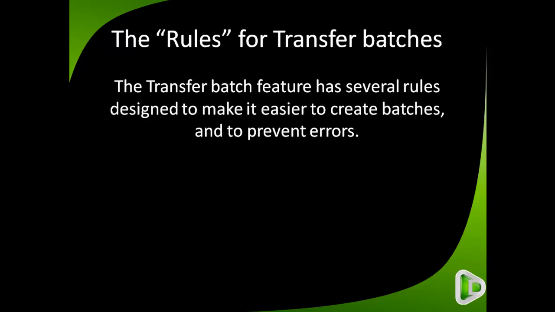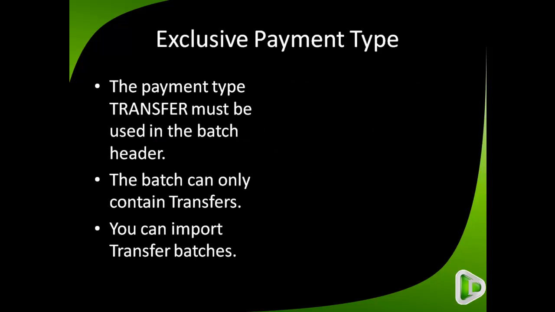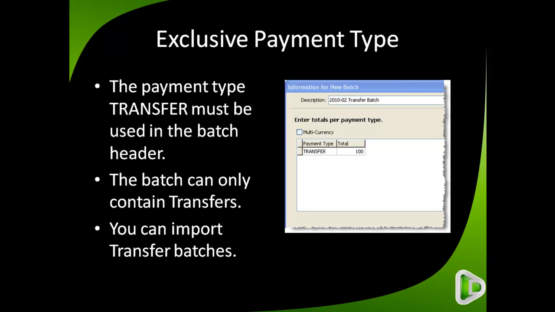There are some rules for transfer batches designed to make it easier to create them and to prevent errors. You can turn off the transfer feature in the System Setup on the Journal tab. One of the rules is that the transfer batch must be used in the batch header when you identify the types of transactions.